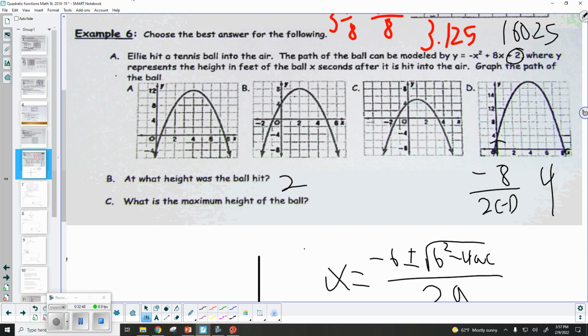Okay. And Justine, what would C be? Clear stop.